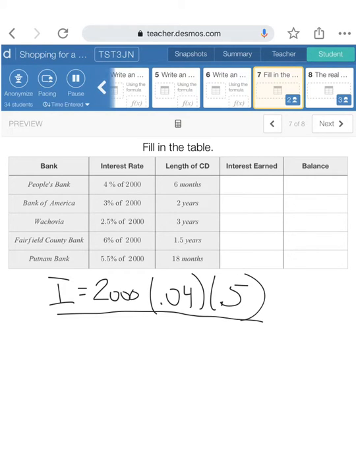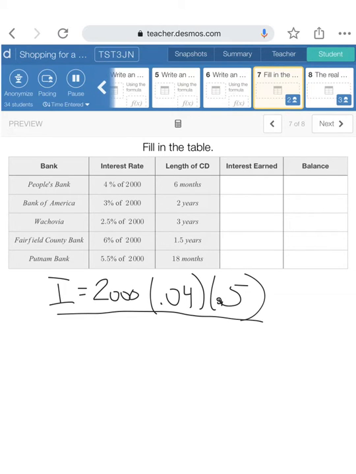What this slide's asking you to do is find the interest earned if you were to put this money in this People's Bank account, and then your balance at the end after that interest is applied. So if you want to find out how much interest is earned, we're going to use our equation for People's Bank. 2,000 times 0.04 times 0.5 will give us the amount of interest earned.